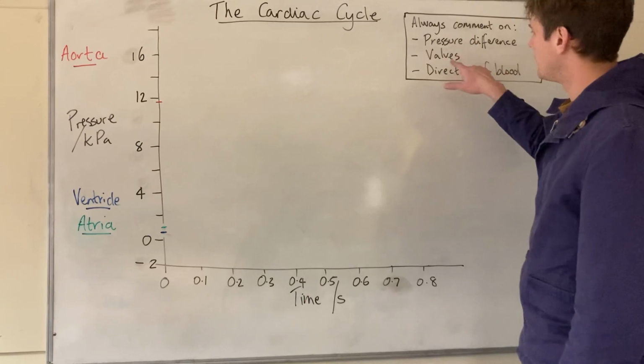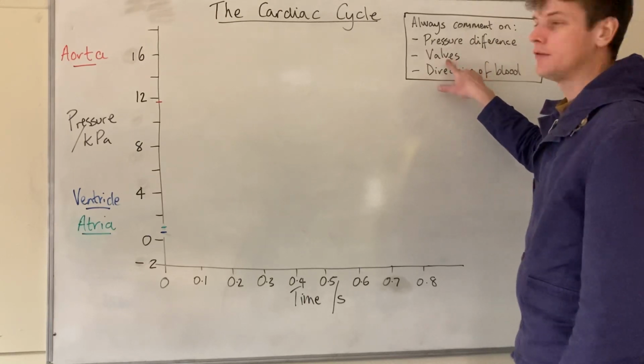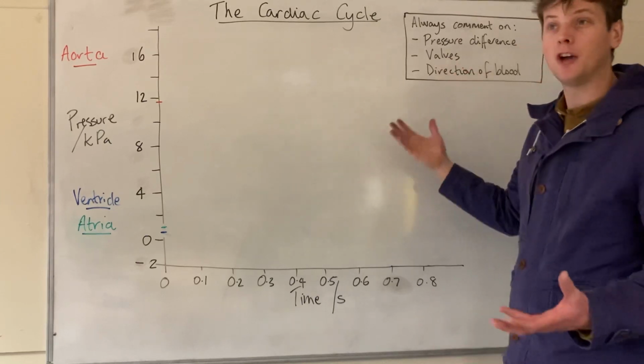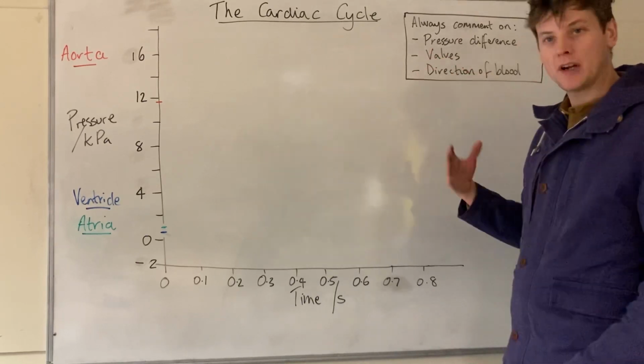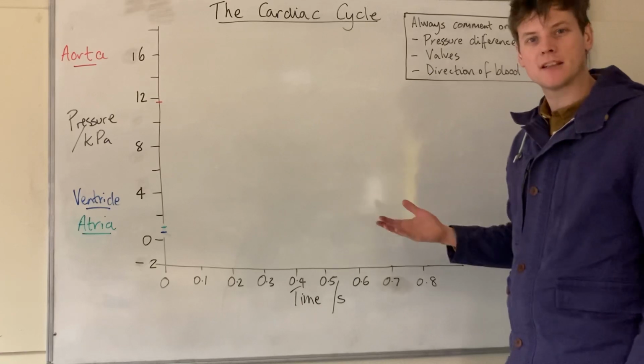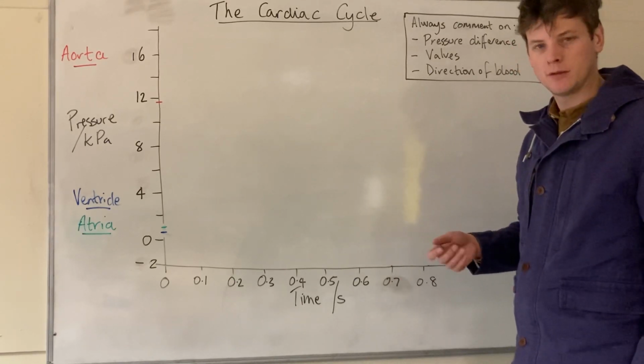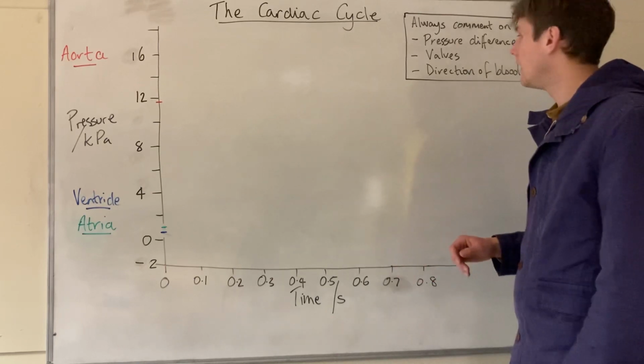Next, that pressure difference will have an effect on the valves. So you name the valves and how that affects it. They're either open or closed. So if the pressure in the atria is greater than the pressure in the ventricle, the atrioventricular valves, perhaps the bicuspid valve, is open.